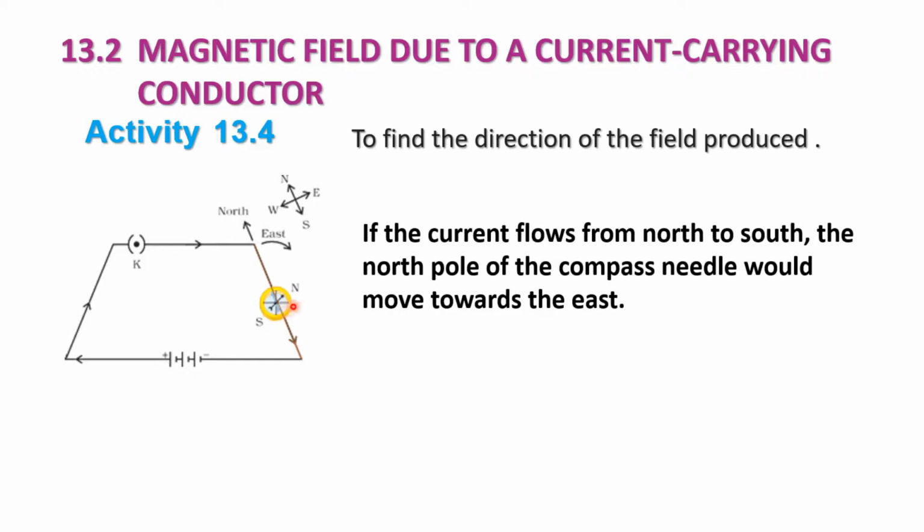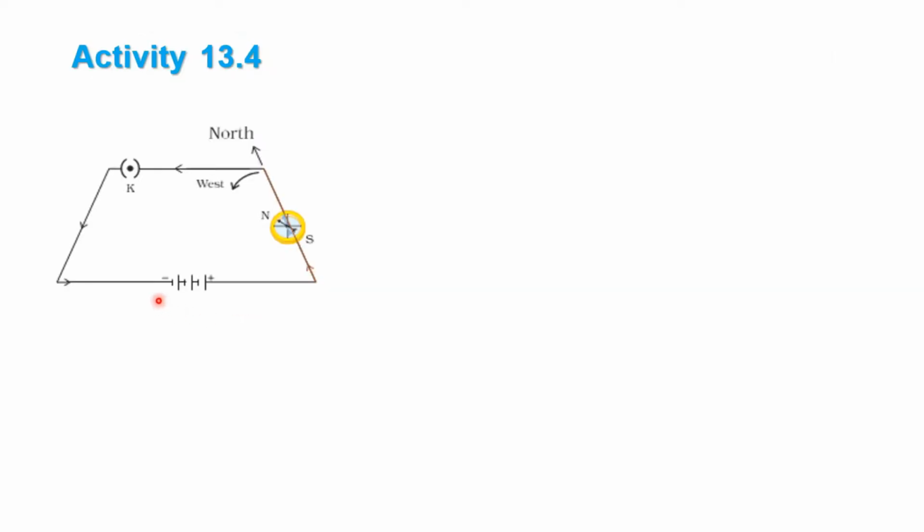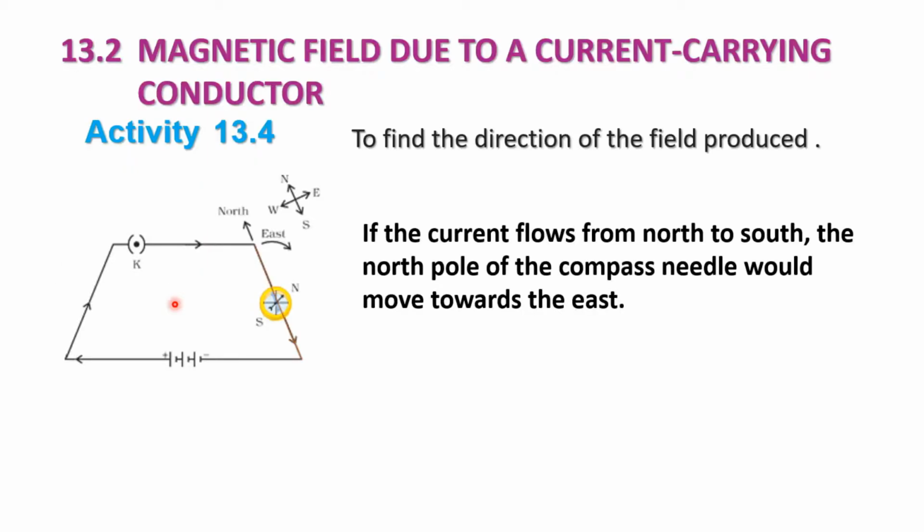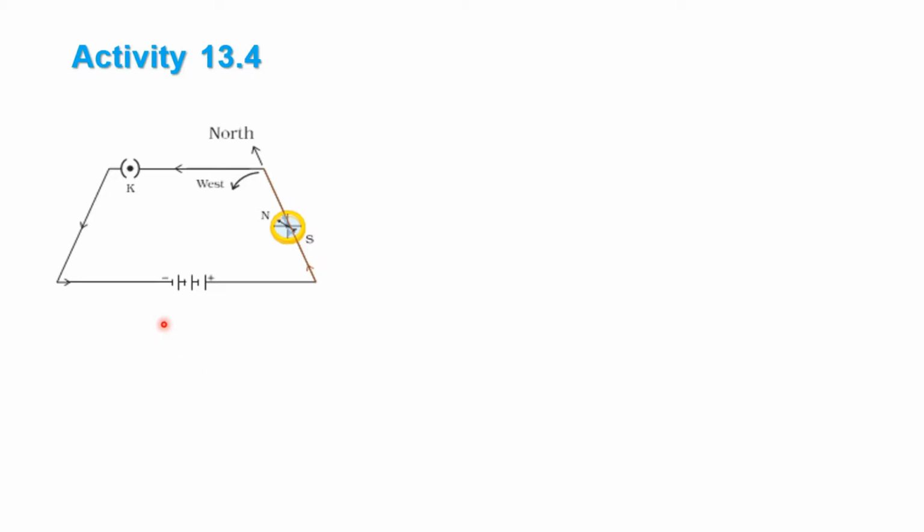pole will be shifted towards the east. That means it will move towards the east. If we are reversing this polarity, that means in the earlier case this positive terminal was connected here and the negative was connected to this side. Now in the next case, if we are connecting the negative terminal to this side and positive to this side, that means reversing the polarity, then the current will flow from positive to negative.